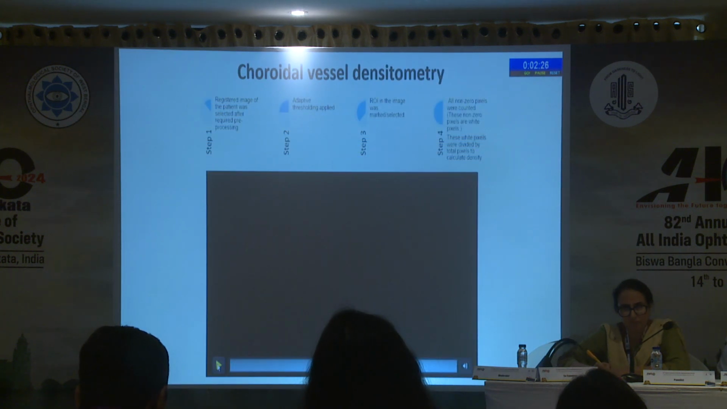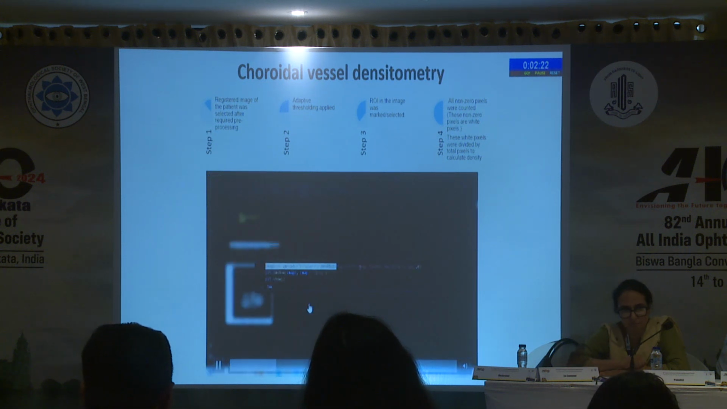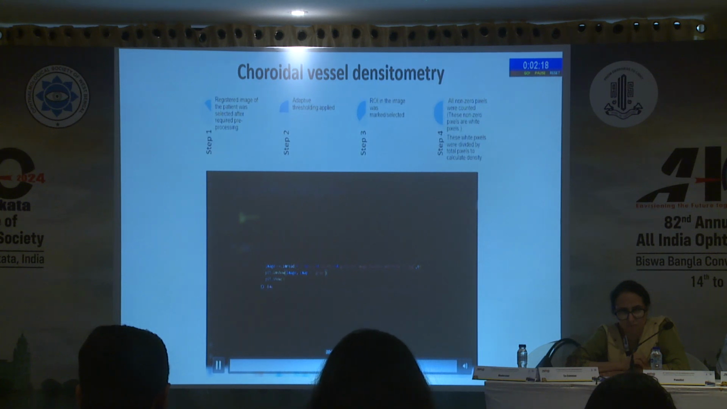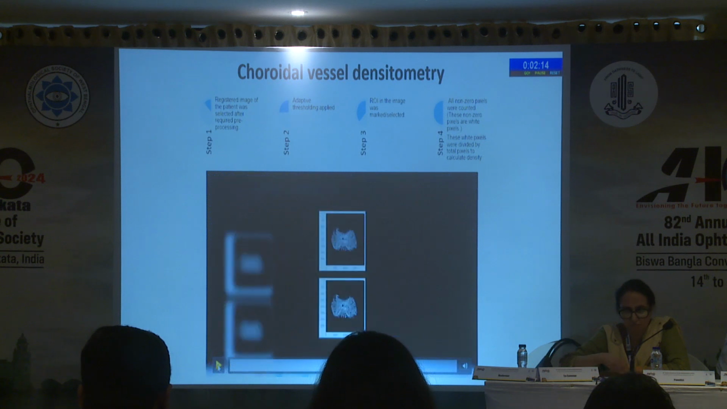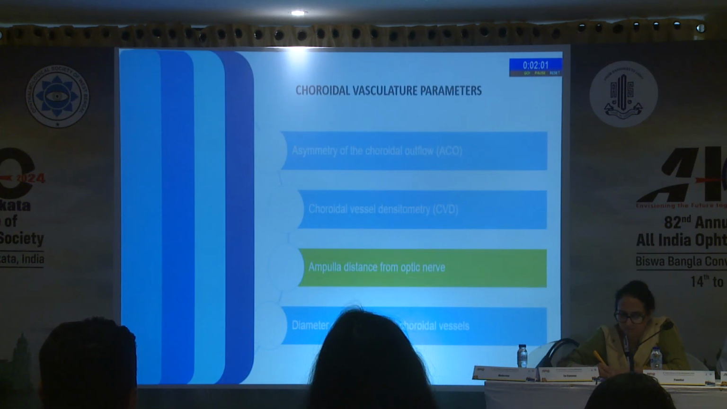Again, the registered image was uploaded onto the Python program. In this case, adaptive thresholding was applied. And you click on run all. And then you select the region of interest where you want to calculate the choroidal vessel densitometry. The mathematical formulas were calculated, and it calculated all the non-zero pixels or the white pixels. So the ratio of the white pixels divided by the total number of pixels gave the choroidal vessel densitometry of that particular eye.